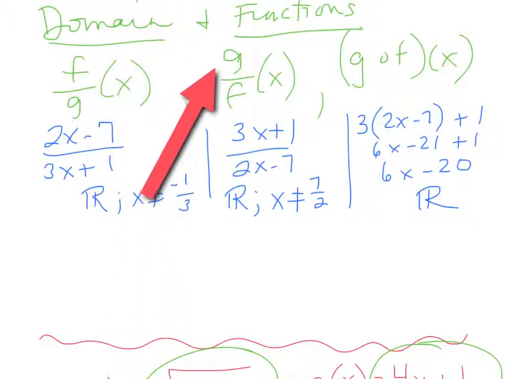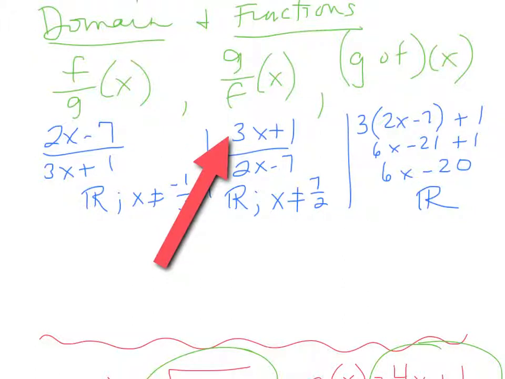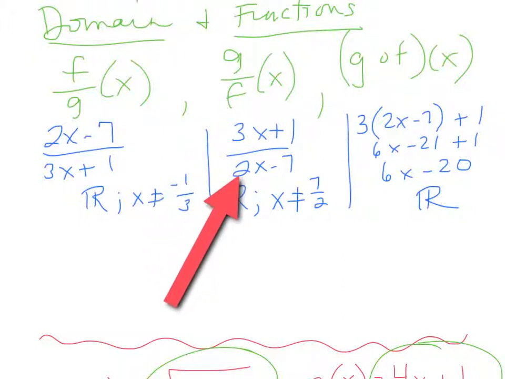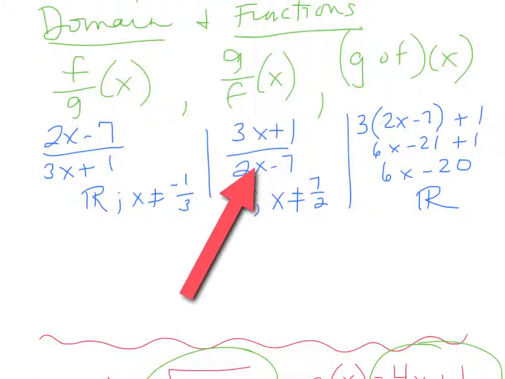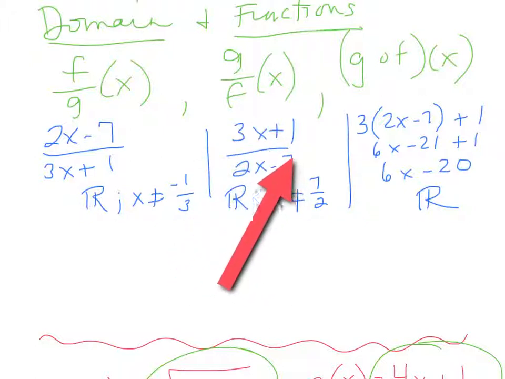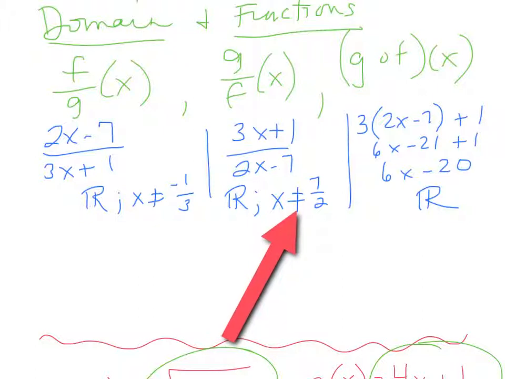This time we want the g function on top. That's 3x plus 1. The f function on bottom, that's 2x minus 7. There's nothing we can factor or cancel. So we set the denominator equal to 0 and solve, and that's how we got that x cannot be 7/2.